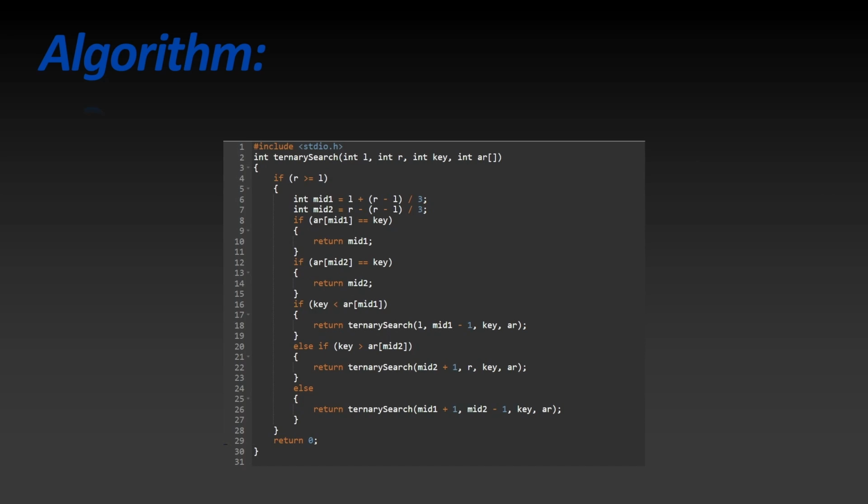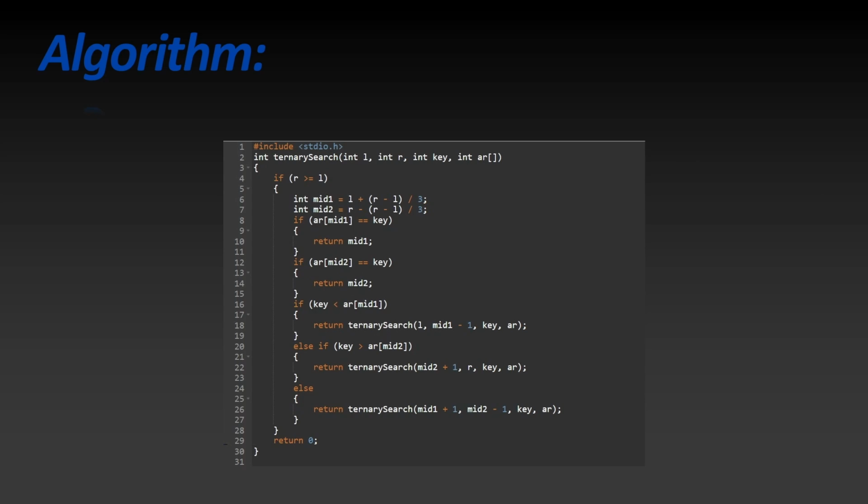We'll have left to be L, right to be mid 1 minus 1, and key and the array remain the same. So now we move to the leftmost part of the array. Our search space has moved to the left. The next is else if.